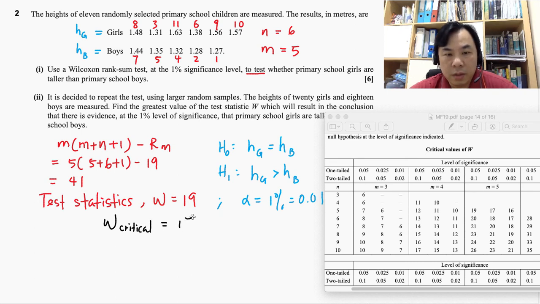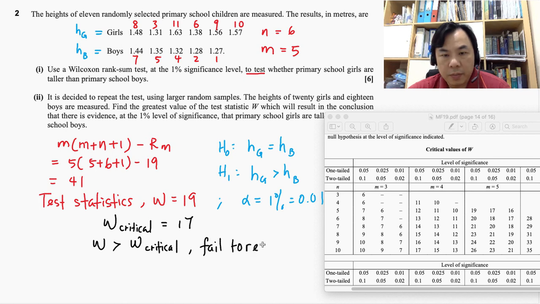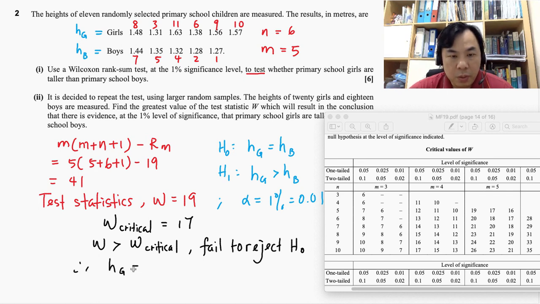Right. So therefore, the critical value for the W in this case, the critical test statistics is 17. And then we know that our test statistics is much greater than the critical value. So since it is much bigger than the critical value, therefore we fail to reject our null hypothesis. Since we fail to reject the null hypothesis, we can conclude that the primary school girls are exactly the same height as the primary school boys in this case. Therefore, we can conclude that the height of the schoolgirls would be the same as the height of all the primary school boys, right? Okay, so I hope that is clear for section number 1.